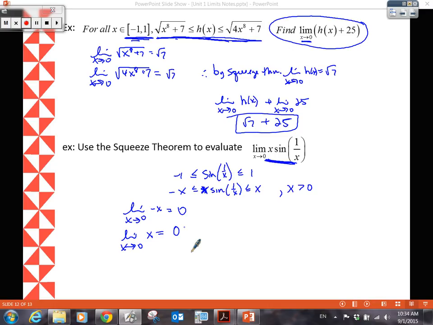Since this is true, and this inequality is true, I can say, therefore, by the squeeze theorem, the limit as x goes to 0 of x sine 1 over x is 0. And that is an example of how we would do the squeeze theorem if we had to set up the inequality.